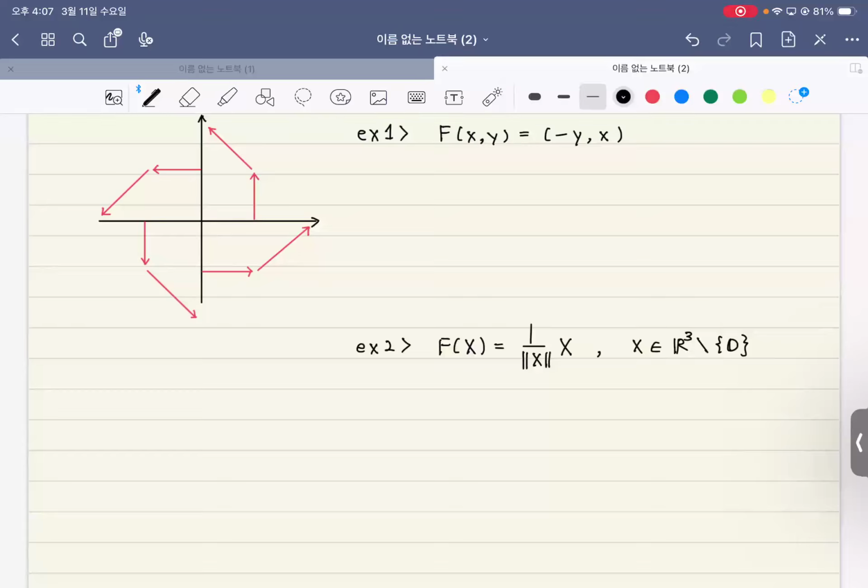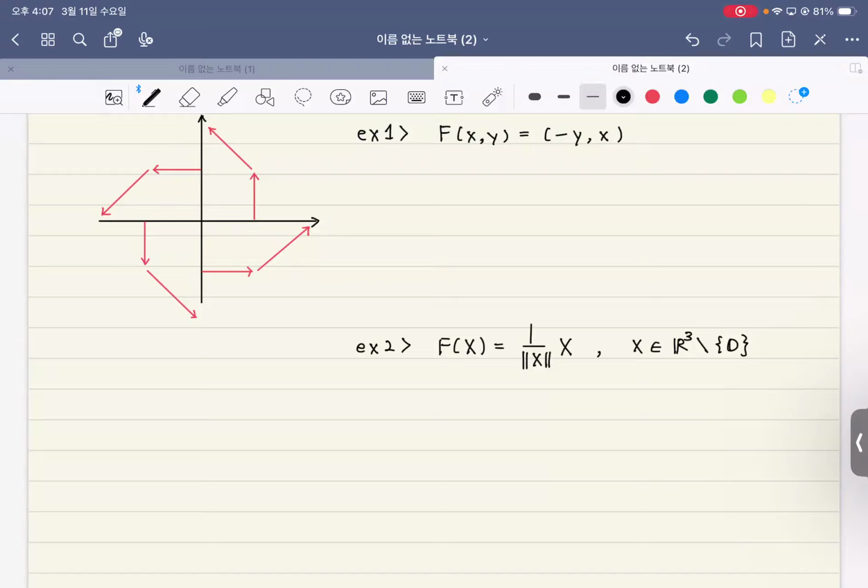This is a function from 3 dimensions to 3 dimensions, right? Because x is a 3-dimensional vector, and the resulting vector is a 3-dimensional vector multiplied by some constant. So this is a function from R^3 to R^3. I want to visualize this.